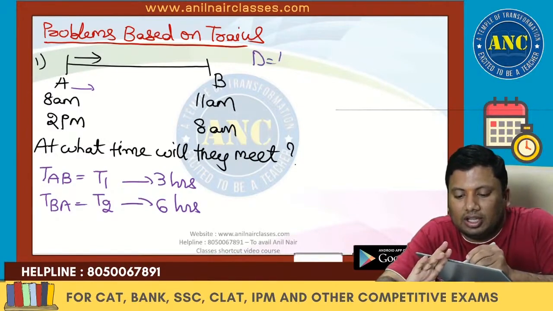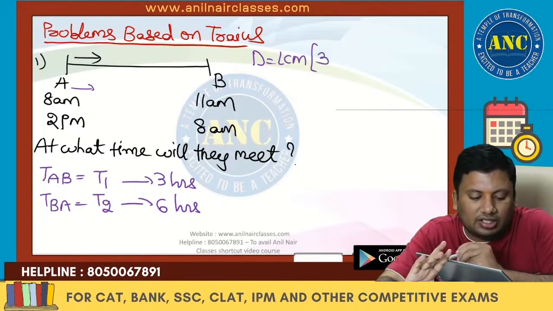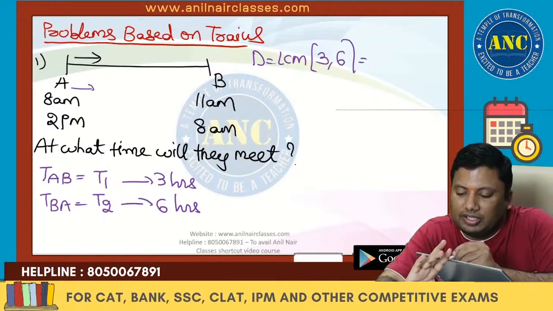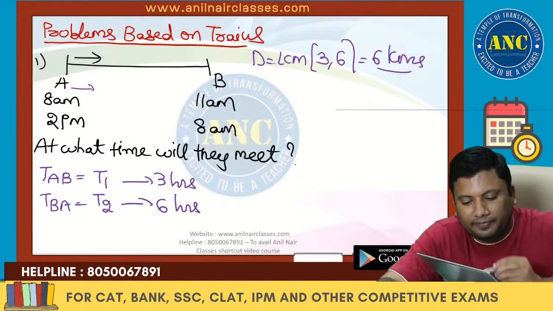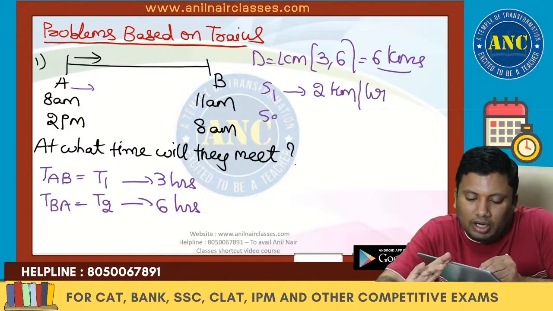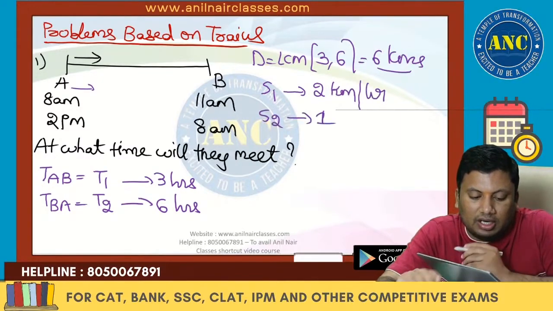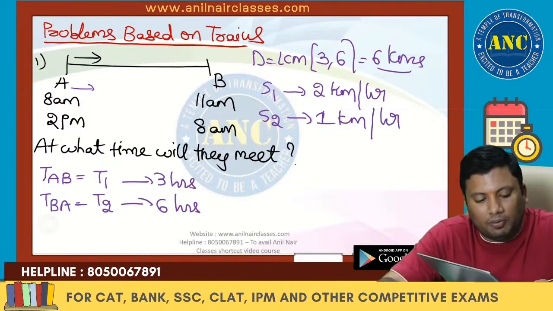The distance is constant, so D is the LCM of 3 and 6, which is 6 kilometers. I assumed the distance to be 6 kilometers. S1 will become 2 kilometers per hour. S2 will become 1 kilometer per hour.